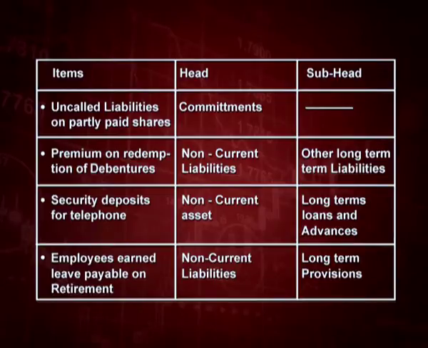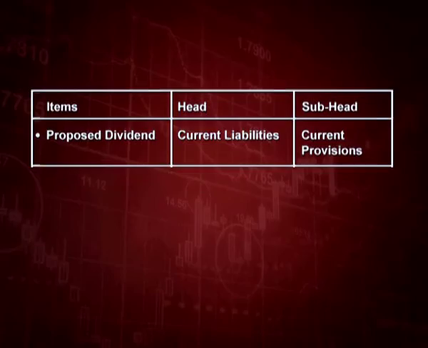Next point, employees earned leave payable on retirement. It is a very long term liability. So it will come under the head non-current liability and the subheading will be long term provisions. Next point, proposed dividend. This is a current liability because it has to be paid within 1 year and the subheading will be current provisions.